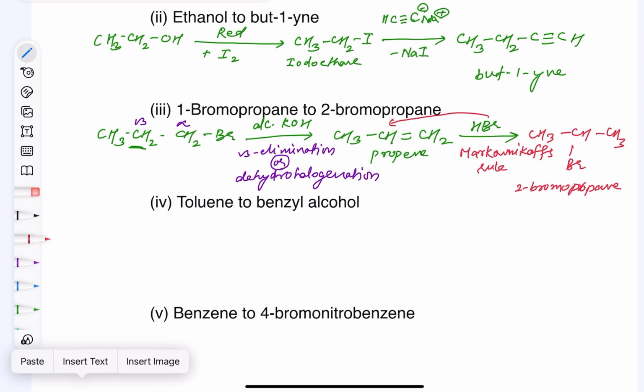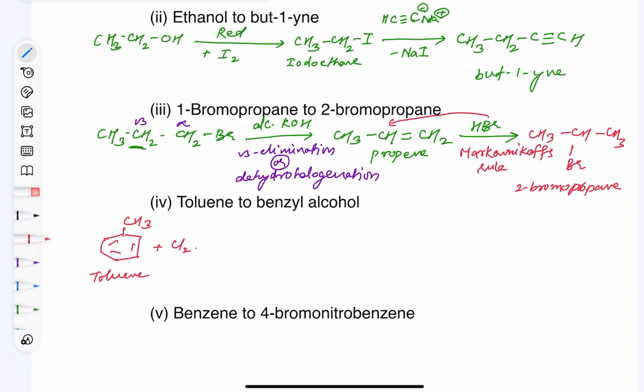Okay. Now the fourth conversion is toluene to benzyl alcohol. Now toluene, you know that you have benzene and over that you have CH3. This is your toluene. Now this toluene is made to react with chlorine, you do chlorination of this, but that chlorination we do in the presence of sunlight. What will happen? The side chain of your toluene, one of the hydrogens of the side chain will get replaced by your Cl.